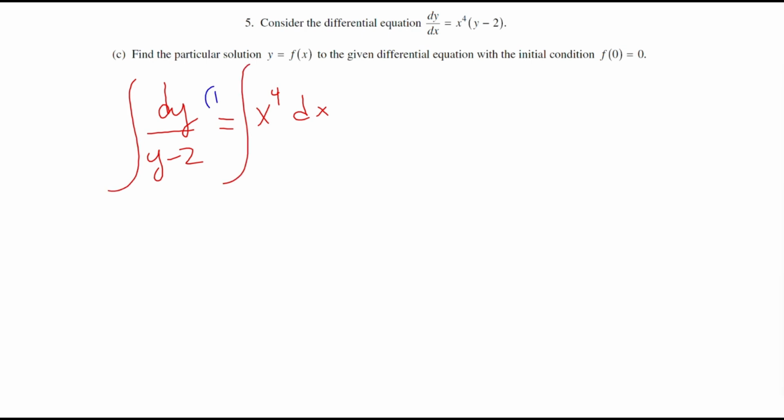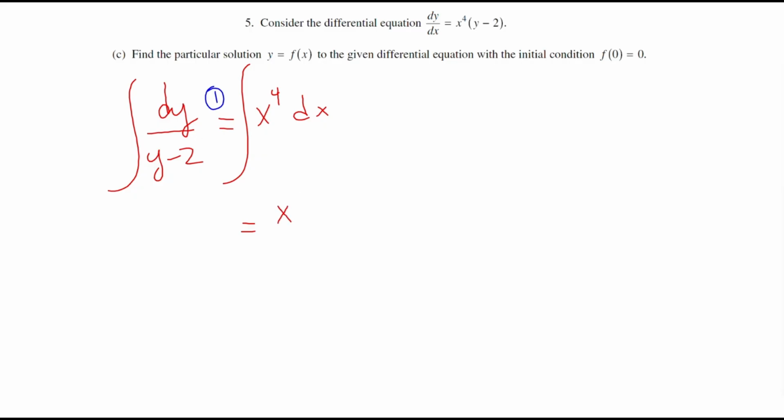In part C, we want to find the particular solution, y equals f of x, to this differential equation, given the initial condition of when x is 0, y is 0. So this is a separable differential equation, so we'll start by just separating the variables. dy over y minus 2, we'll divide by the y minus 2, and then we'll bring the dx to the other side, so x to the 4th dx. And we'll integrate. You get 1 point just for separating them, and you're going to get 1 point for each antiderivative.